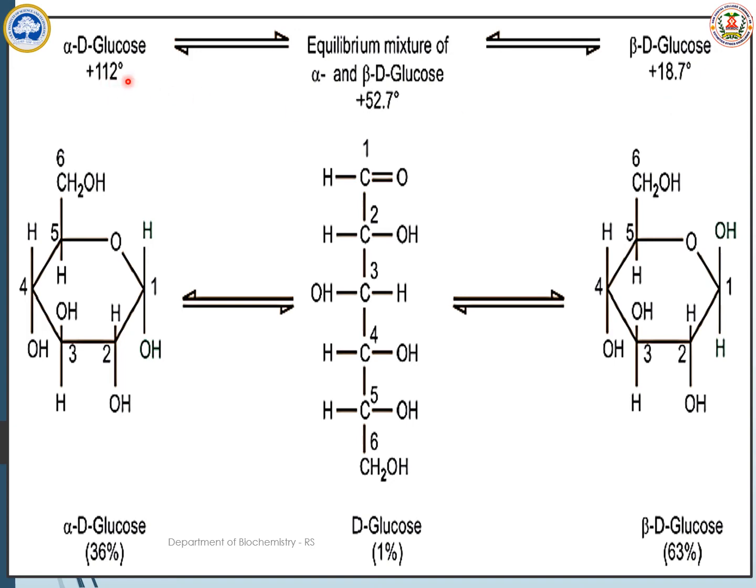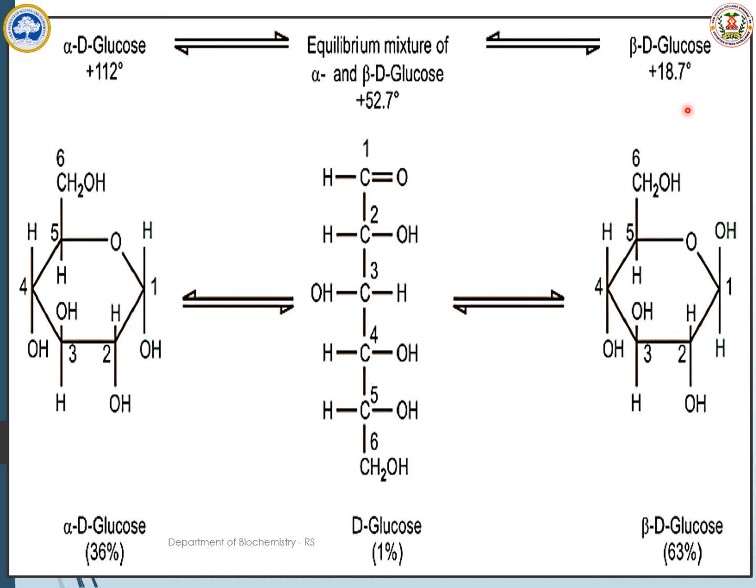When the alpha D-glucose solution was incubated for a few hours, it can interconvert itself into the beta form. The interconversion is possible just by opening up the chain, and again it undergoes cyclization to form the beta form. Similarly, when the beta D-glucose solution was incubated for a few hours, it opens up its chain to again convert itself into alpha D-glucose until it reaches the equilibrium mixture. The optical activity of the equilibrium mixture of alpha and beta D-glucose was found to be plus 52.7 degrees, which lies in between the optical activity of alpha D-glucose and beta D-glucose.